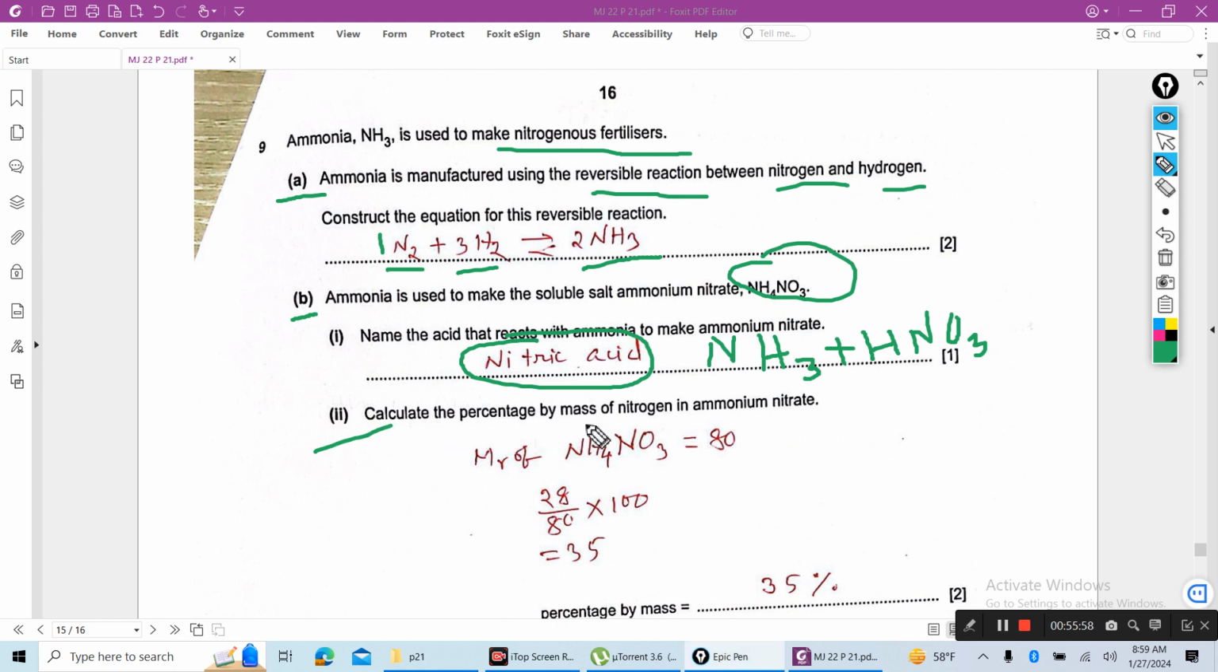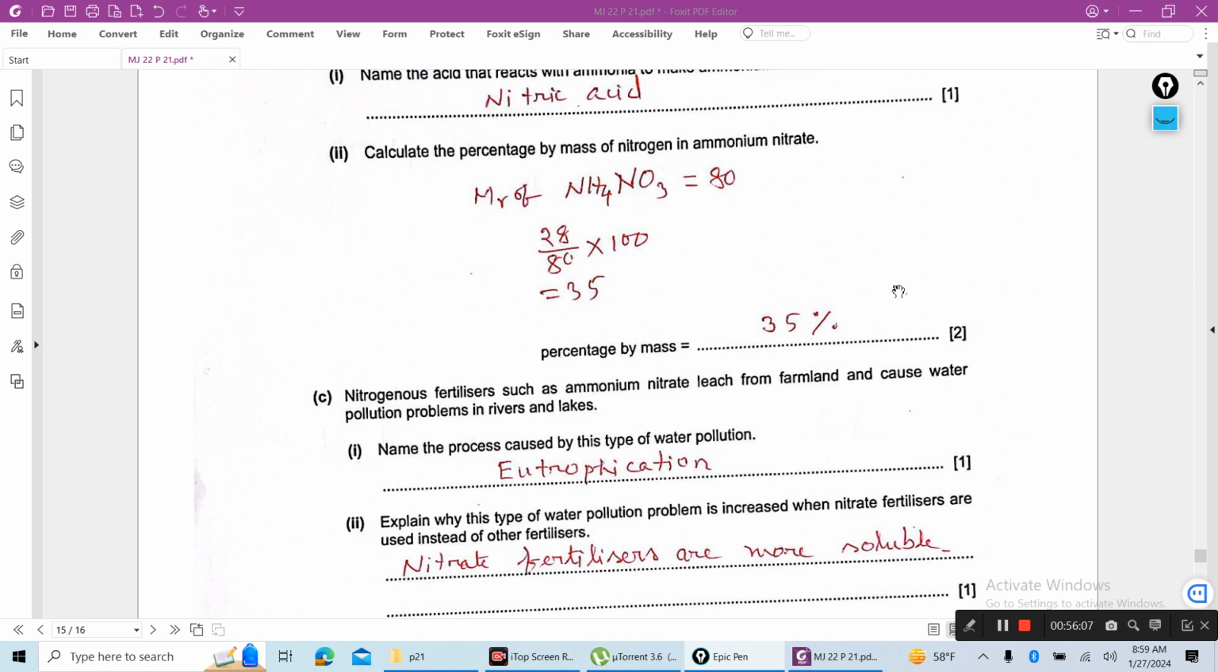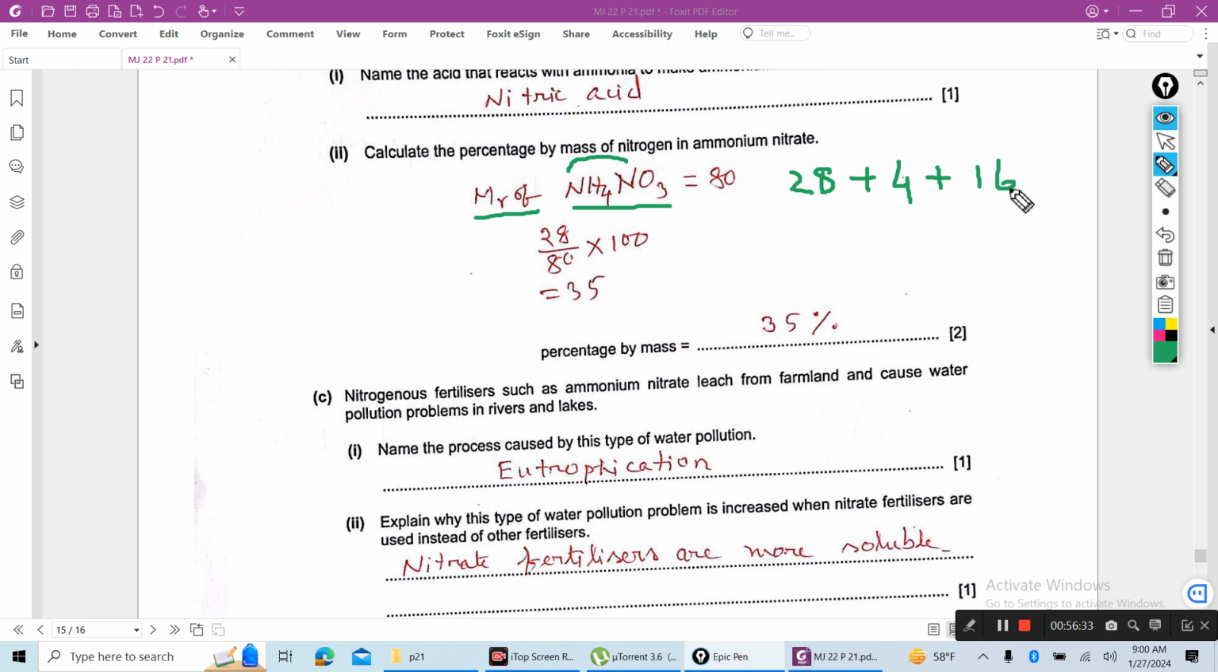Calculate the percentage by mass of nitrogen in ammonium nitrate. First, the relative molar mass of ammonium nitrate is 80. How? 2 nitrogen here, 14 times 2 is 28, plus 4 hydrogen, plus oxygen 3, 16 times 3. You will get 80.